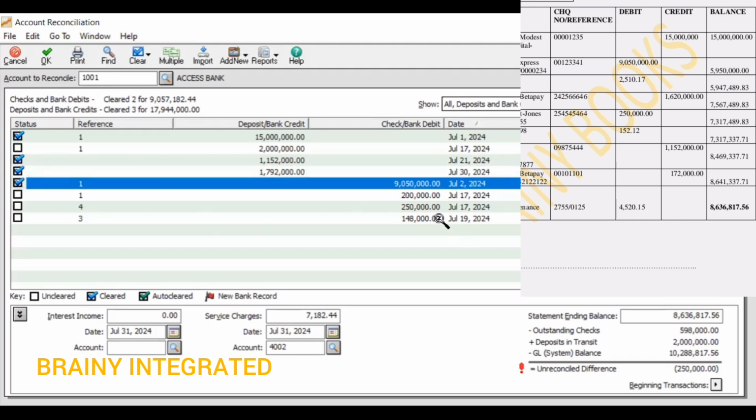The next is 200,000. 200,000 left our cash book. We don't even know what it is for, but we are going to check it. 200,000 left our cash book, but it did not leave the bank statement. That is, we can't find it at the debit side of the bank statement. So we are going to leave it because it has not cleared.